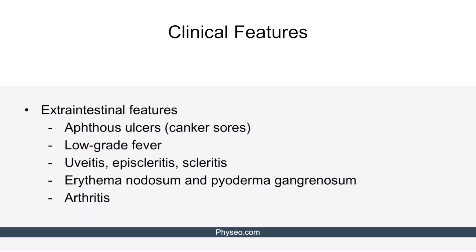Let's move on to extra-intestinal features. Since Crohn's disease can affect any part of the bowel, even the mouth, patients can develop aphthous ulcers, also known as canker sores. Because of the inflammatory nature of the disorder, a low-grade fever may be present. Actually, Crohn's disease shares many extra-intestinal features with ulcerative colitis. Inflammation of the eyes can cause uveitis, episcleritis, and scleritis. The two common rashes are erythema nodosum and pyoderma gangrenosum. Also, the patients often complain of joint pain due to arthritis.